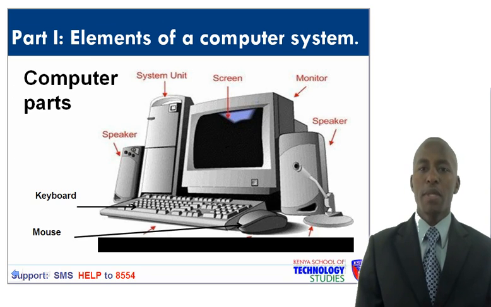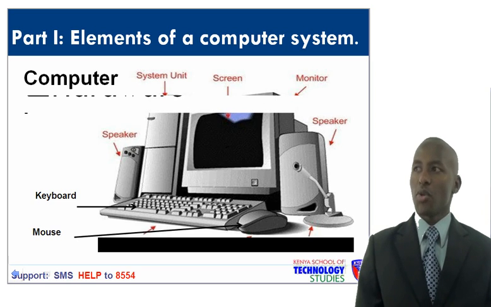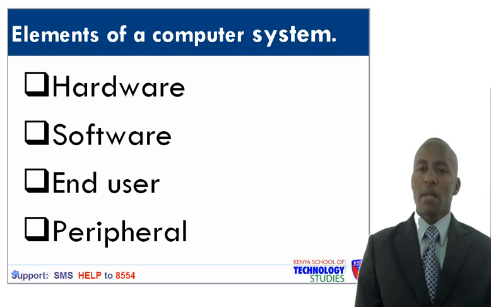And these are the computer parts. We have the keyboard, as it is indicated, mouse, screen or monitor, and we also have the system unit. Let us now look at elements of a computer system or requirements of a computer system. There are 4 of them.